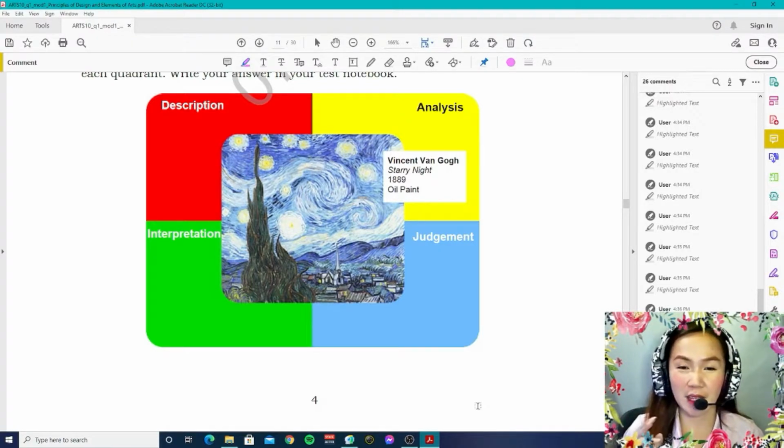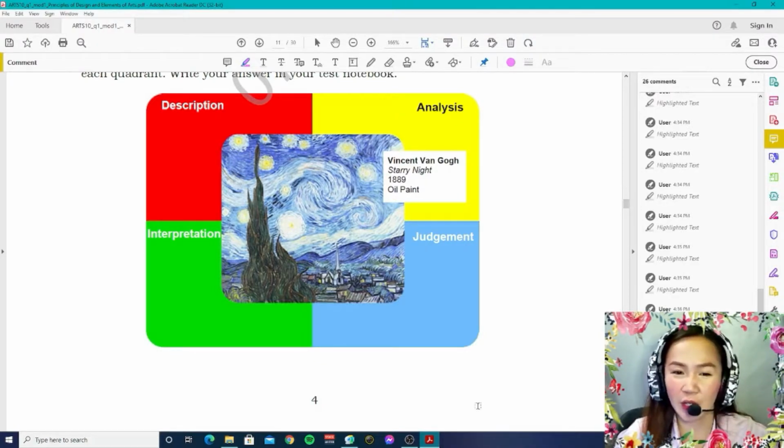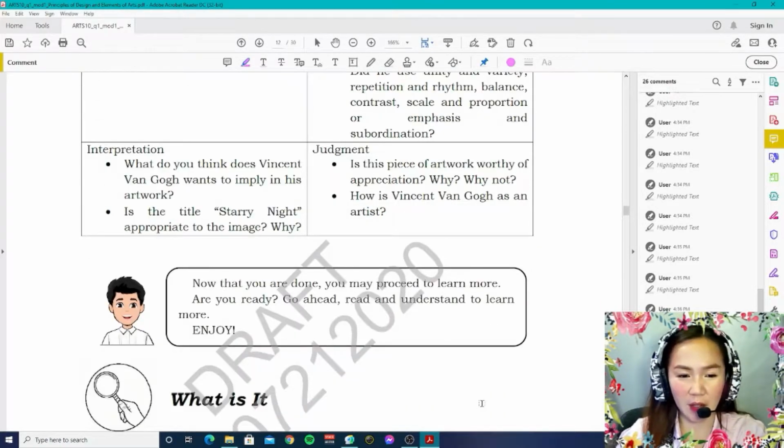Kung kayo ba ay magiging painter, gagayahin nyo ba the way siya mag-paint? O halimbawa, kayo, kumbaga gustong maging painter, gagayahin nyo ba yung painting na to? Uulitin nyo ba siya? Iidoluhin nyo ba si Vincent van Gogh? Ano ang inyong answer? Let's go to the next one.